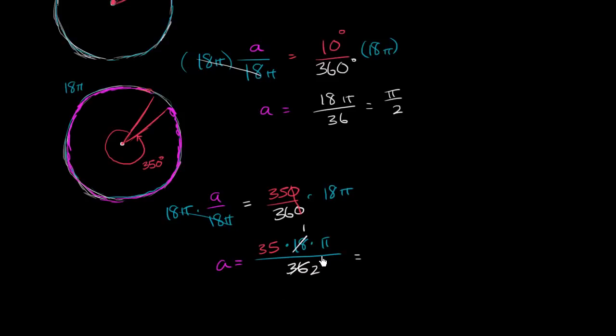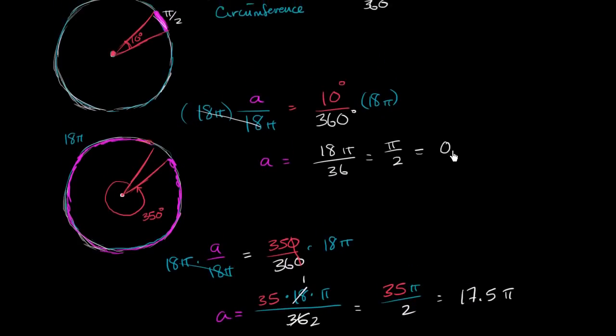35 over 2 pi, or let me just write it that way, 35 pi over 2, or if you wanted to write it as a decimal, this would be 17.5 pi. Now, does this make sense? This other arc length, when our central angle was 10 degrees, had an arc length of 0.5 pi. So when you add these two together, 0.5 plus 17.5, you get to 18 pi, which was the circumference, which makes complete sense because if you add these angles, 10 degrees and 350 degrees, you get 360 degrees in a circle.